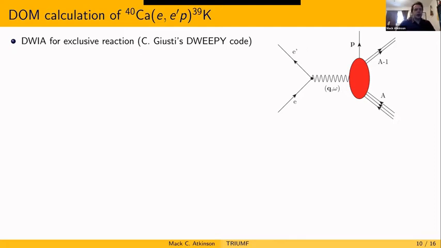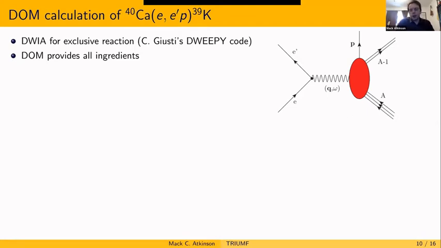So in order to calculate this, I used the distorted wave impulse approximation. In particular, Carlotta Giusti's DWIPI code was very useful for this to interface with the DOM code in order to calculate this cross section. And the DOM provides all ingredients, both the bound state of the proton in the A nucleus, as well as the outgoing proton. And you of course need the final state interactions to be included, and that's included in the form of a distorted wave of the outgoing proton. So the DOM provides a completely consistent calculation of this cross section.